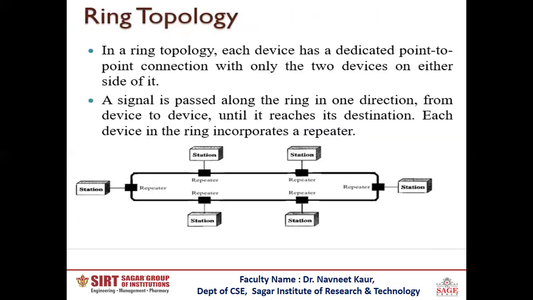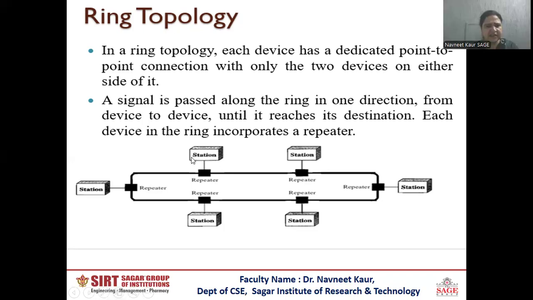Now coming to the ring topology. In a ring topology, each device has a dedicated point-to-point connection with only the two devices on either side of it. Like here we can see that this station is connected to station 1 and station 3, which are on either side of this station. A signal is passed along the ring in only one direction from device to device until it reaches its destination.